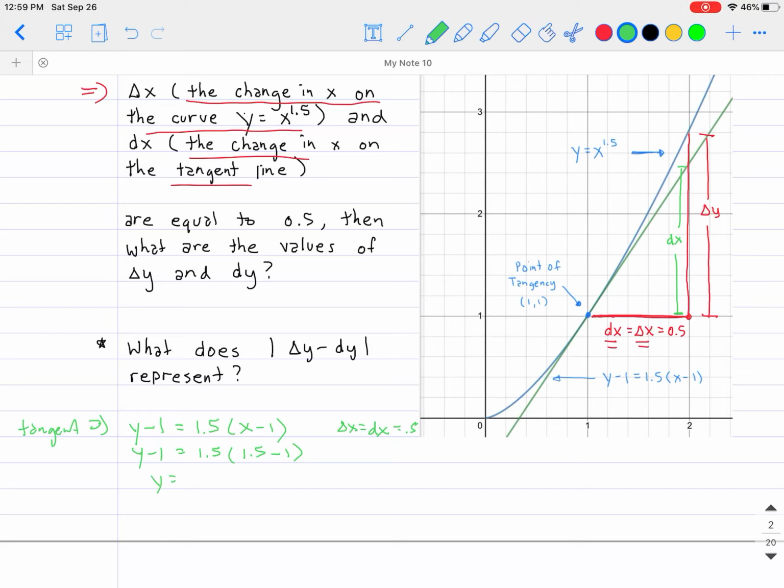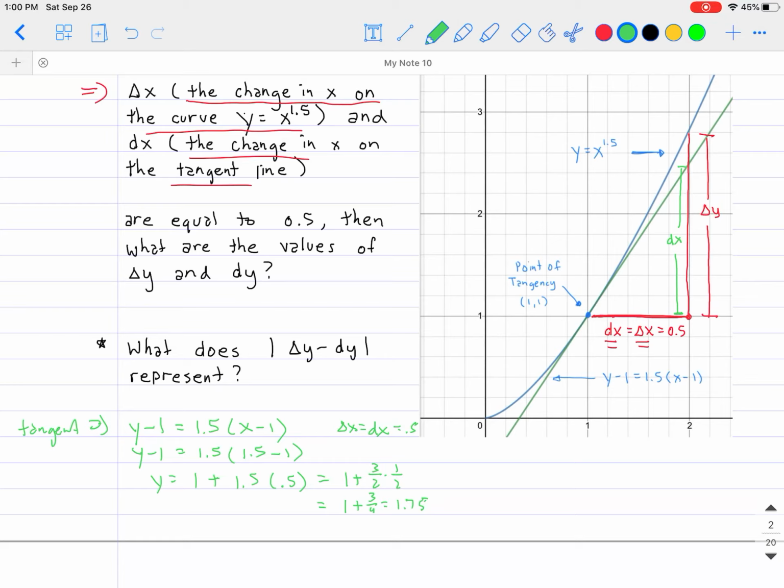And then plug everything in. So y, in this case, is going to be equal to 1 plus 1.5 multiplied by 0.5. Maybe we write it as a fraction just so that it's a little bit nicer. So 1 plus 3/2 multiplied by 1/2. So the answer looks like it's going to be 1 plus 3/4. So if you were to plug 1.5 into the tangent line, the y value is going to be 1.75.